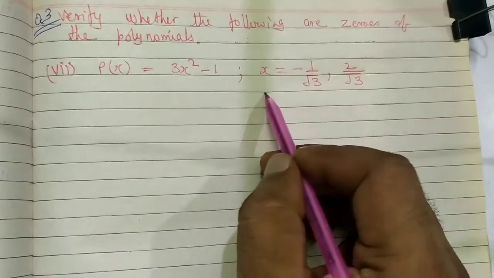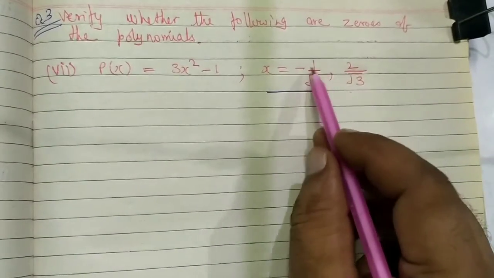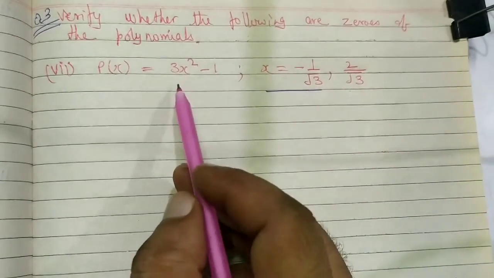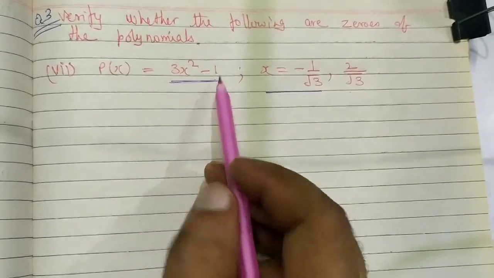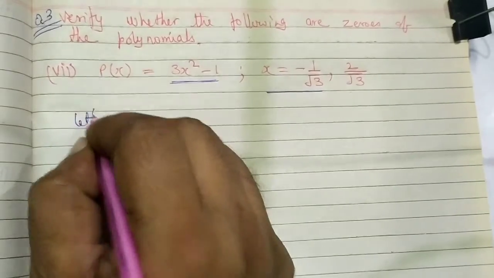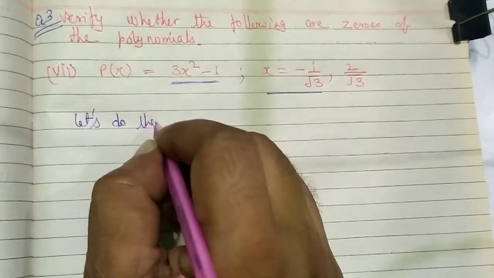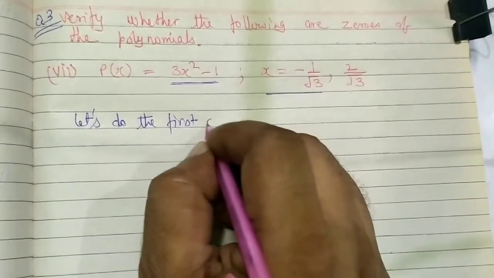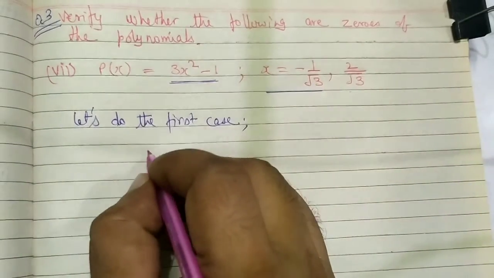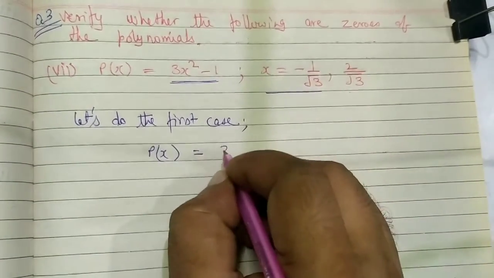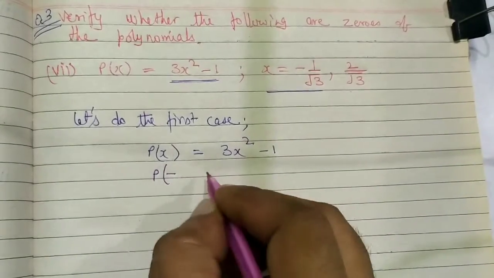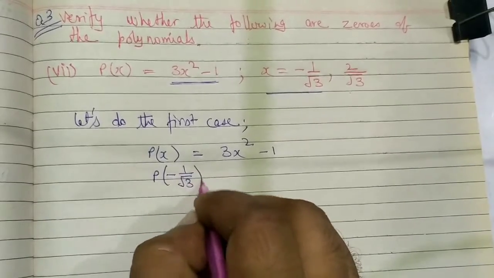Okay, now here two zeros are given. The first one is minus 1 upon root 3, and the second one is 2 upon root 3, and the polynomial that we have is 3x square minus 1. Okay, so let's do the first case. It means let's solve the first case. Now here p(x) is equal to 3x square minus 1, and the value of x here is minus 1 upon root 3.